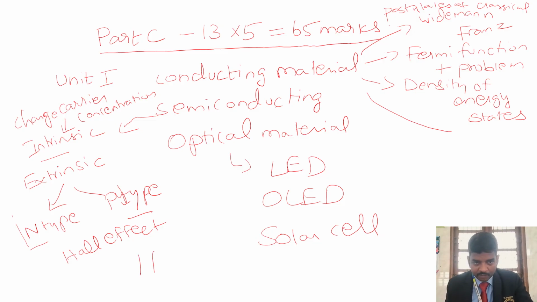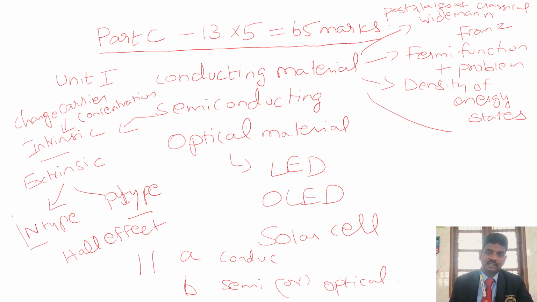In question 11 A and B, you will be asked either-or. In the either-or, on A side, if they ask from conducting, the other part may be semiconducting or optical. Or one part may be semiconducting and the other part optical or conducting. Like that, the combination can be any two, one side one question, the other side the other question.